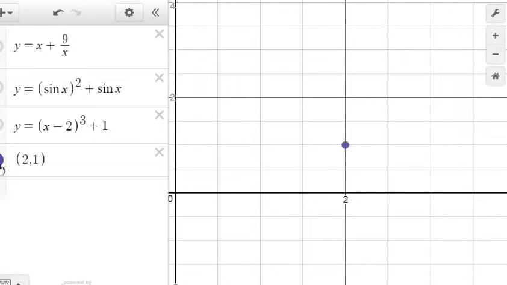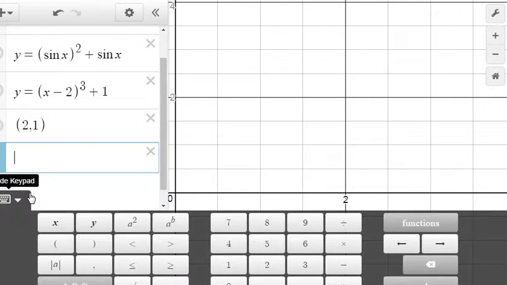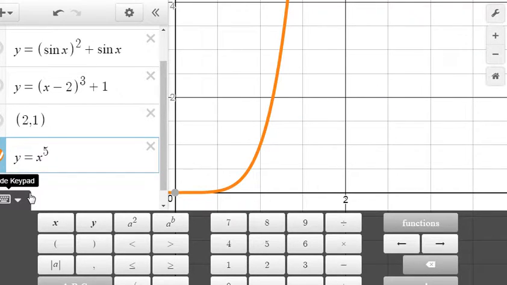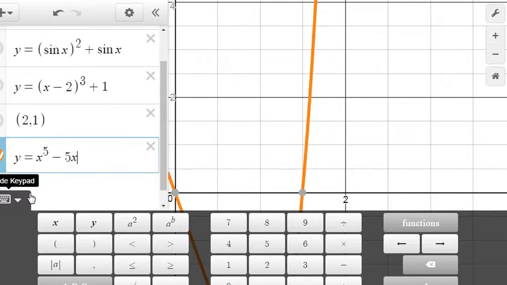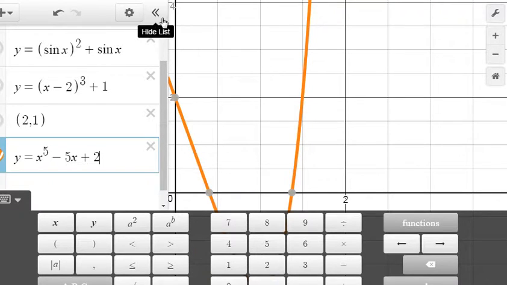So let's get rid of this real quick. Let's take a look at, now what should it be plotting, the function or the second derivative? The function, because I want to see its correspondence to what we calculated from the second derivative. x to the 5th minus 5x plus 2. And let's kind of zoom out a little bit.